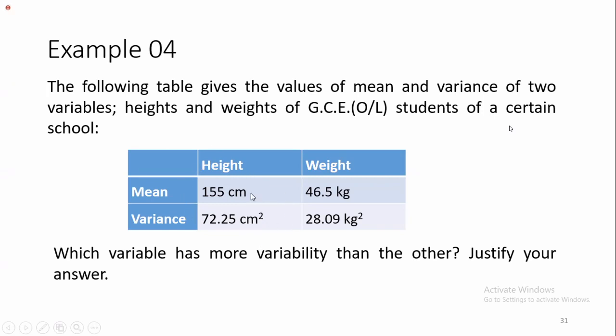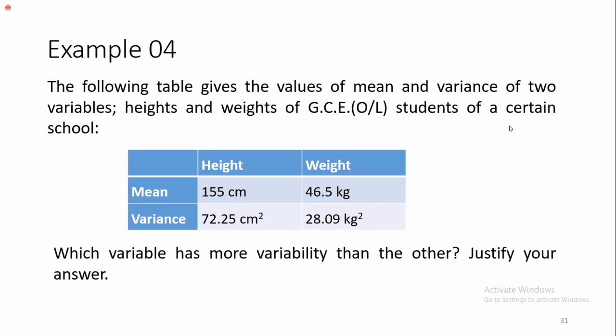look at the units of these variables. The first variable is height, and the unit is centimeters. But in the second variable, the unit is kilograms because it is weight. Weight is measured in grams, kilograms. So here we are going to compare their means and variances of two different variables. They have different units.